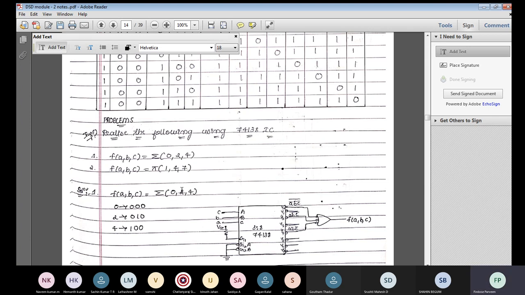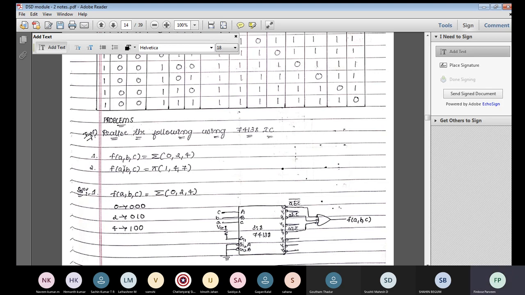We know how the expression is there. So I want to remove the bubble. What I'll be doing, I'll put a bubble and take summation, that is sum of products, so I'll get the plus. I'll put a bubble so that this bubble and this bubble will get cancelled.